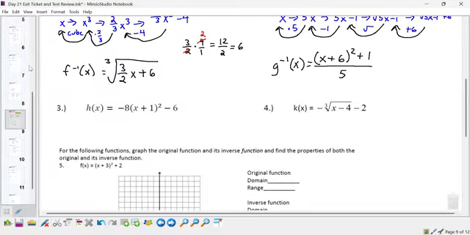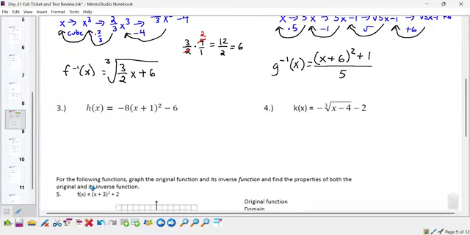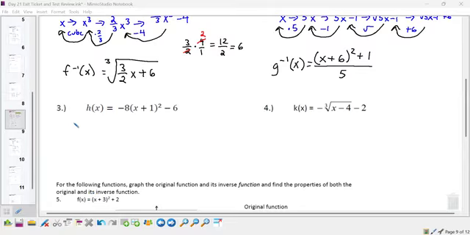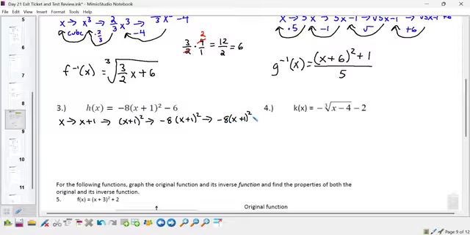All right. Number 3, when I map out H, the parentheses happens first. So it's going to be x plus 1, and then square it, and then multiply by -8. And then subtract the 6. This is very long. All right, so let's undo it.